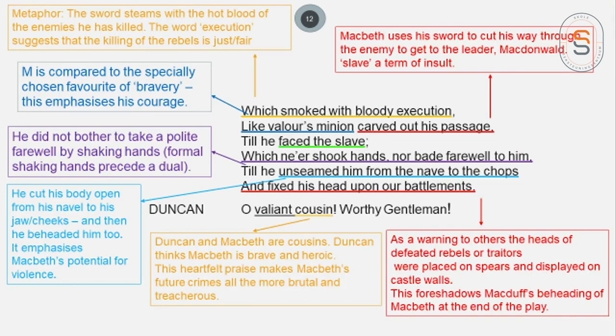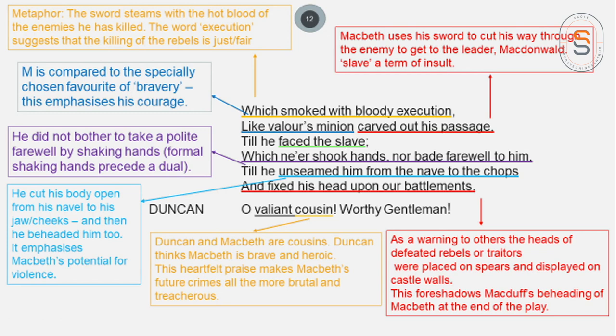And then this is where the sergeant continues to report back on what happened in the battle. This is where Macbeth killed Macdonald, where he said he carved out his passage till he faced the slave. Now Macbeth used his sword to cut his way through the enemy to get to the leader. Macdonald calls him the slave as a term of insult.